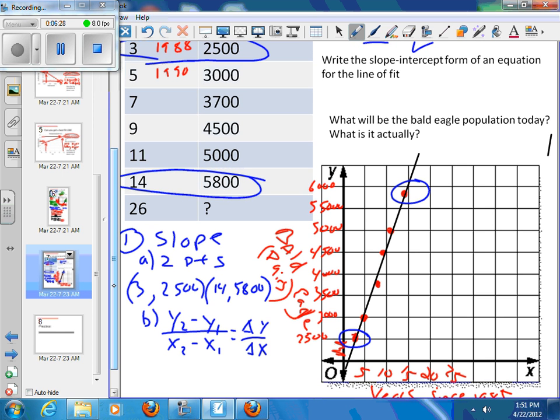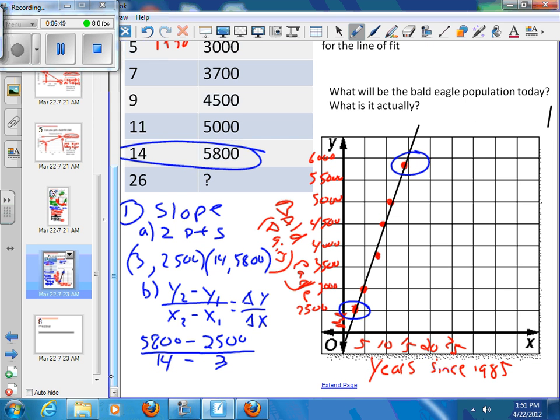So filling that into my equation, I have my y2, which would be my 5,800, minus my y1, which is my 2,500, over my x2, my x that goes with my 5,800, minus my x1, which is my x that goes with my 2,500. I can do my subtraction here. So 58 minus 25, let's see, I have my 2 zeros. That would be a 3. 8 minus 5 is 3, and 5 minus 2 is 3. And then 14 minus 3 would be 11.